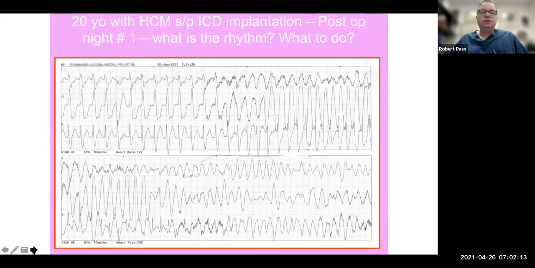Okay. This is a tracing from a 20-year-old who has hypertrophic cardiomyopathy and had, actually, a generator change. And this tracing was obtained on postoperative night 1. So my question for you is, what is the rhythm, and what should we do about this? So we go to, I think Perna Bonsall is on the line. So let's see what Perna has to say about this.